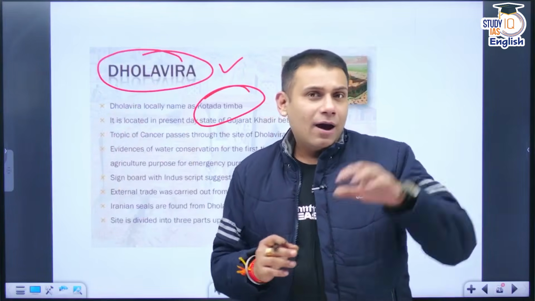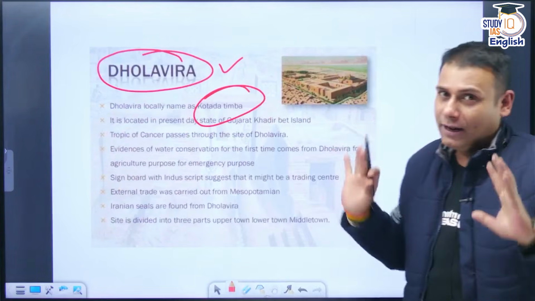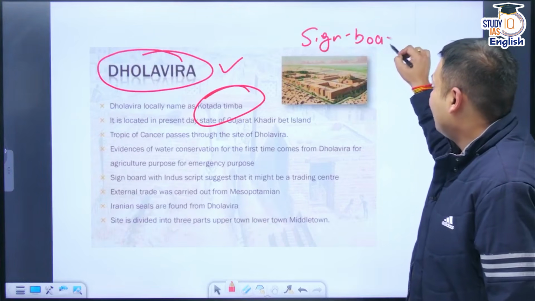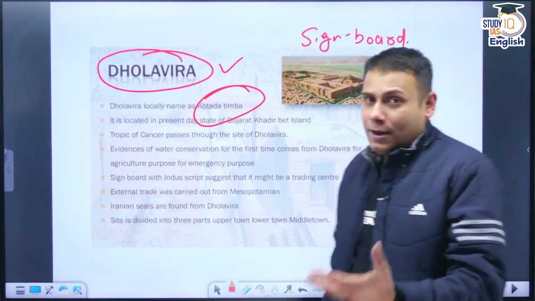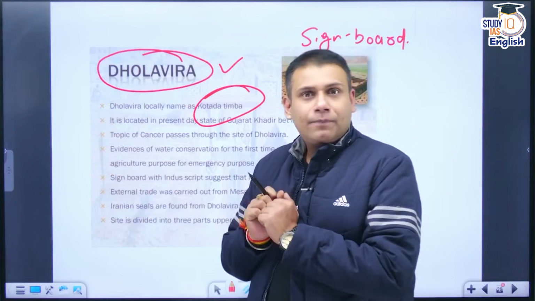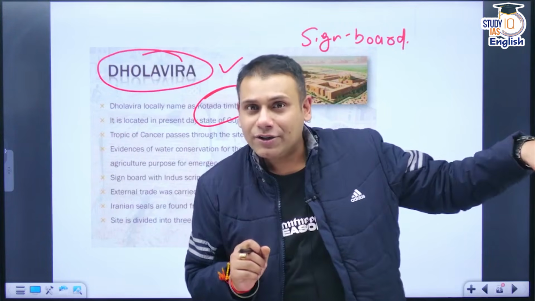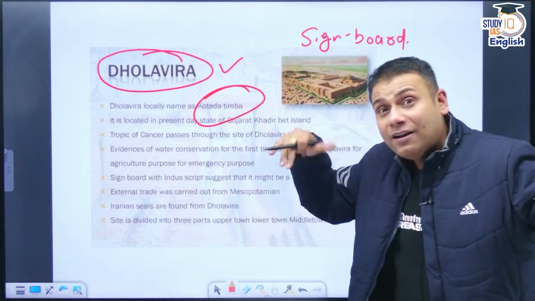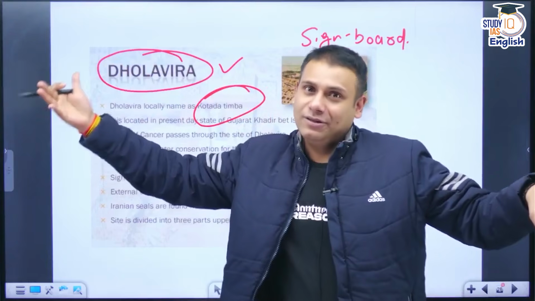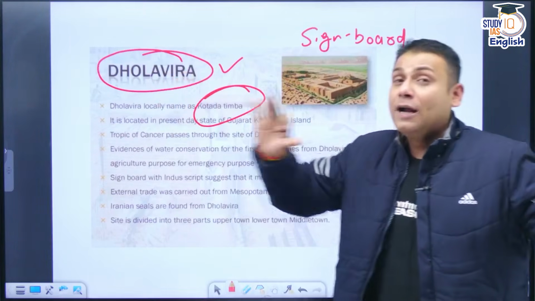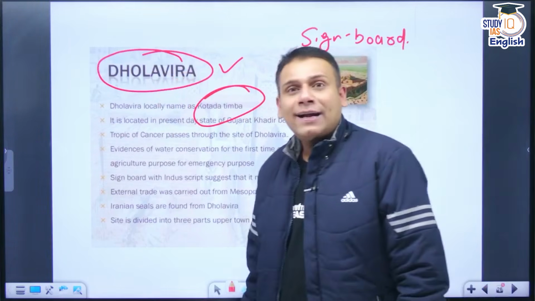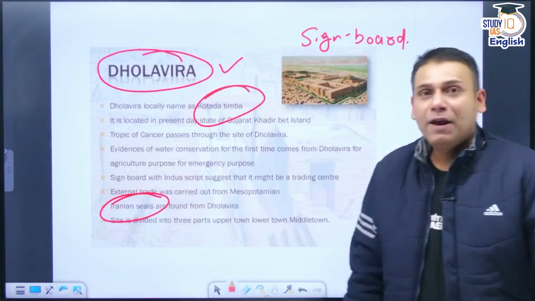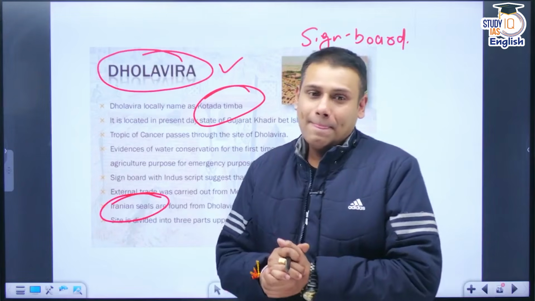One can observe a signboard at the site of Dholavira. And when a person observes a signboard, this signifies one thing. Probably, it might be a symbol. For what? That this is a coastal region. So, a signboard has been found at this site which signifies they had trading contacts with other civilizations. Correct? And particularly, they had trading contacts with the Mesopotamian civilization. Why? Because Iranian seals have been found at the site of Dholavira.